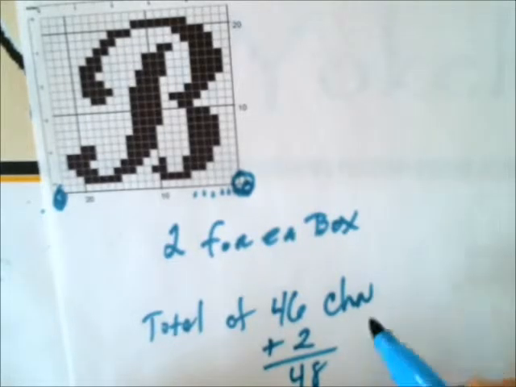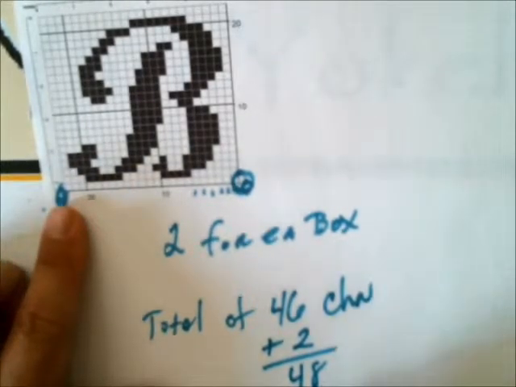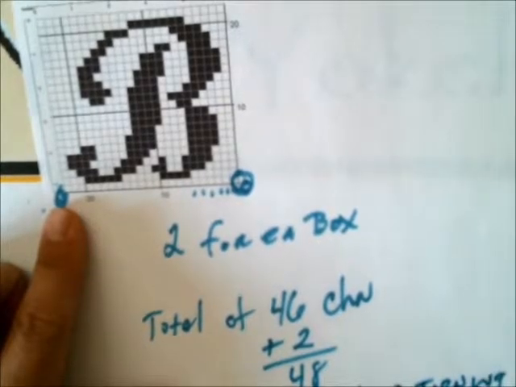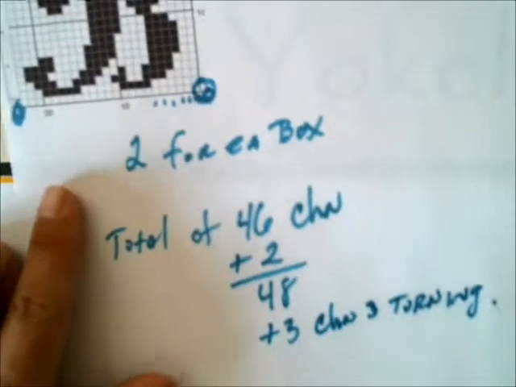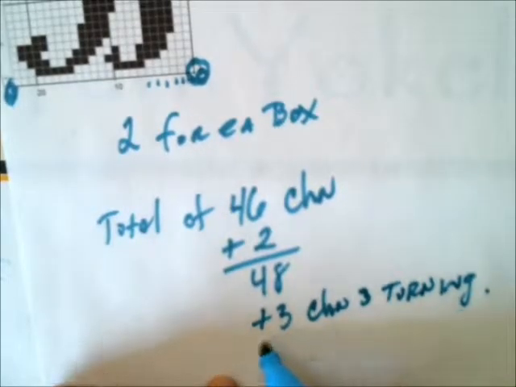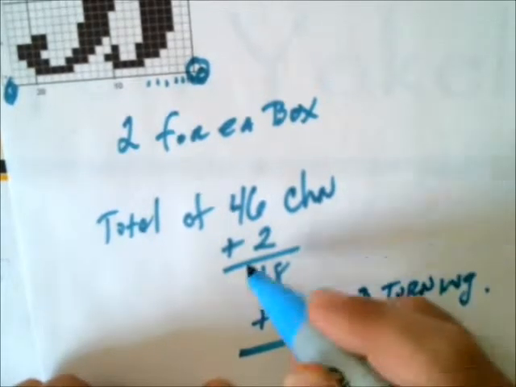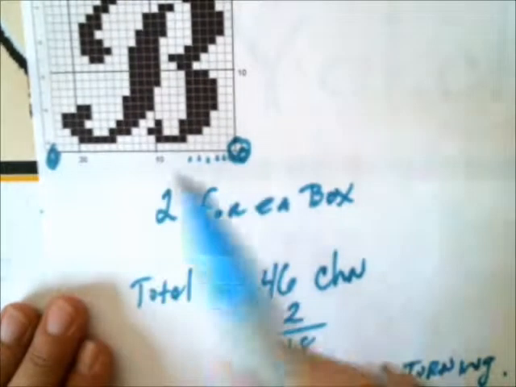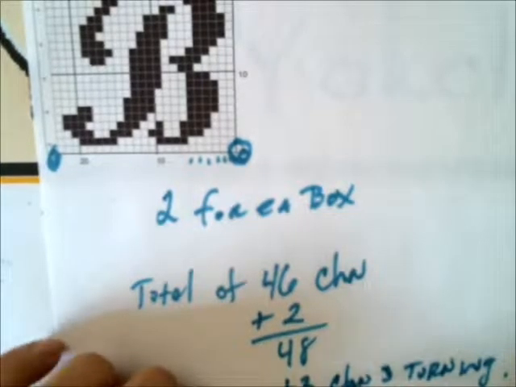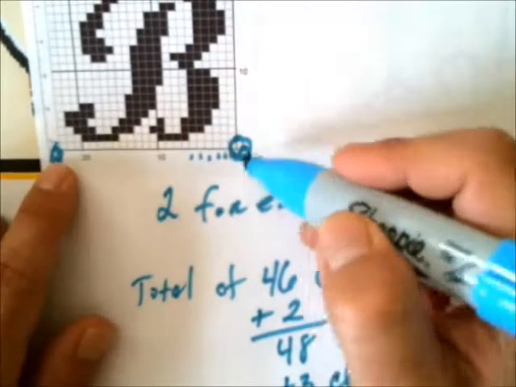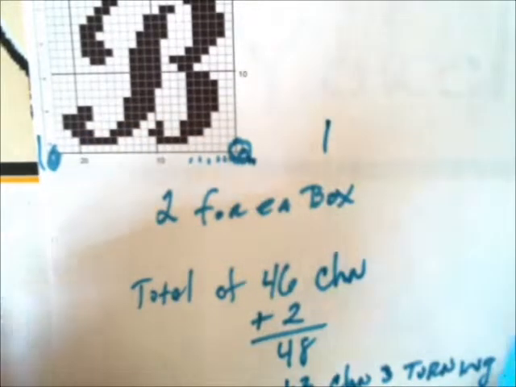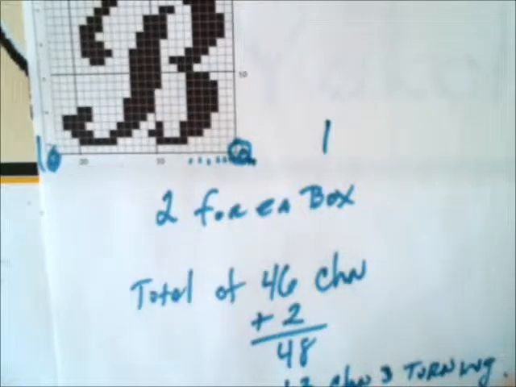Now when you get to the end, you're going to do a plus 3 for your chain 3 turning chain. So that's 51. You would chain 51 to start this project. You're going to have a chain 3 on both ends, so you'll have 1 stitch over here and 1 stitch over there that you're not really counting. You're just using that as a guide.